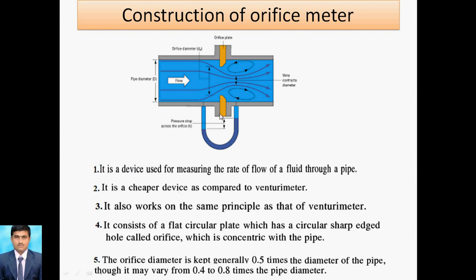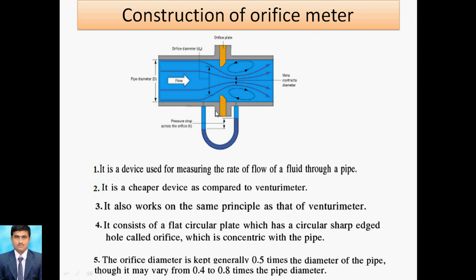It is a cheaper device as compared to the venturi meter, because the venturi meter has three sections: convergence, divergence and throat. Its manufacturing is difficult, but in the case of the orifice plate it is simple. That's why it is cheaper, and it also works on the same principle as the venturi meter. It consists of a circular plate with a small hole, which is called the orifice, and which is concentric with this pipe. This is the major point.